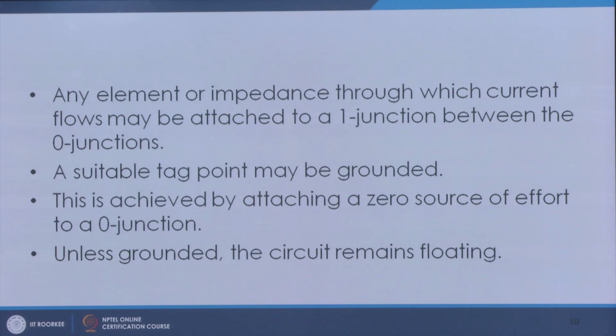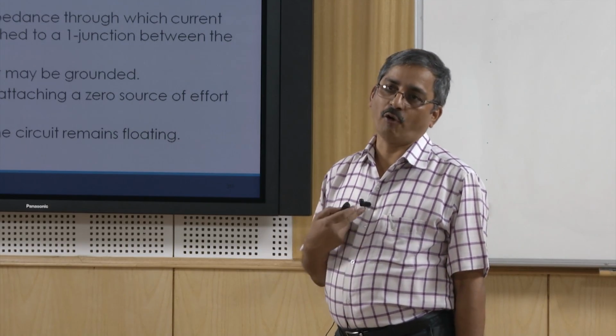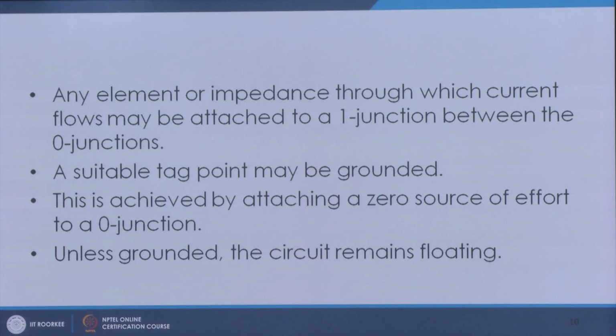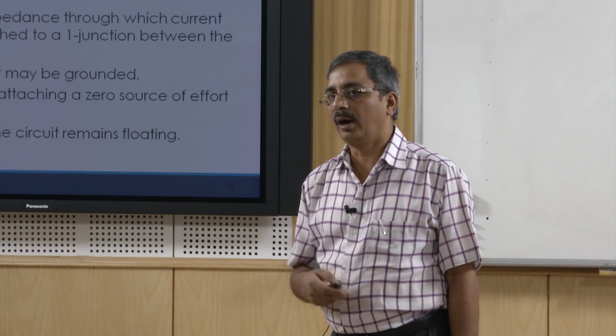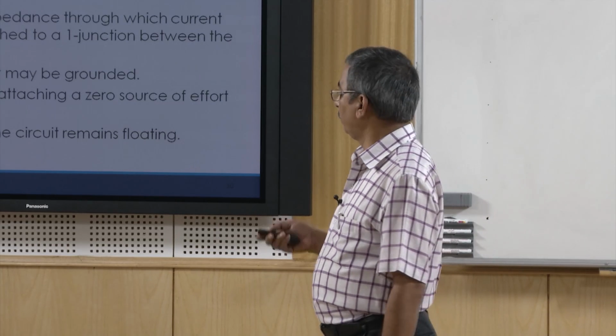This is achieved by attaching a 0 source of effort to a 0 junction. This means that the grounded point is subjected to 0 volts, and unless grounded, the circuit remains floating. So, you should not forget to ground an electrical circuit, otherwise the circuit may keep on floating.